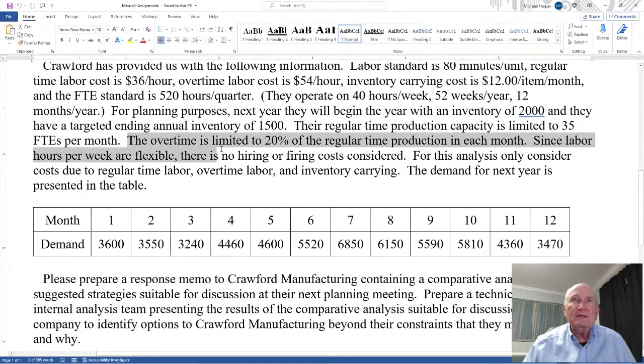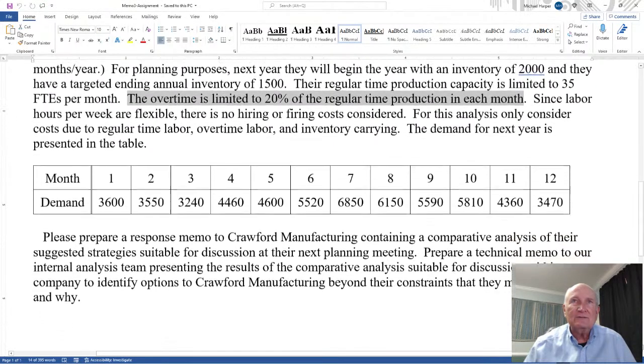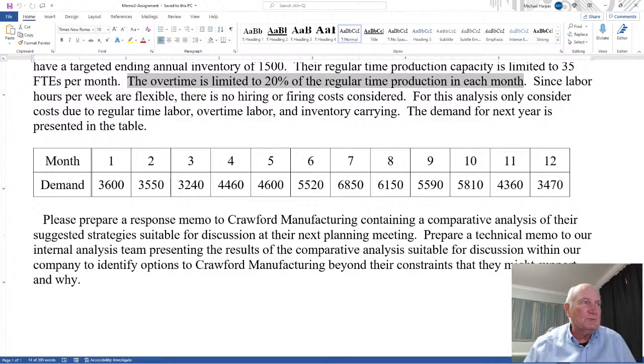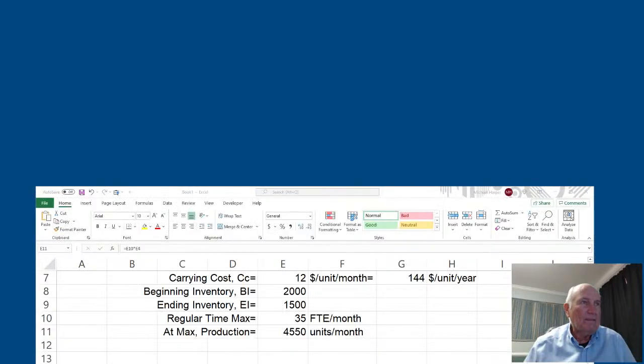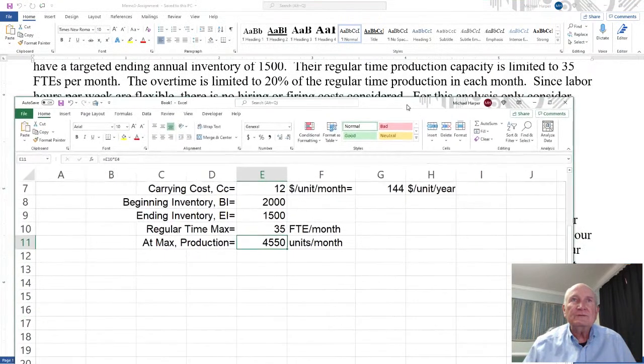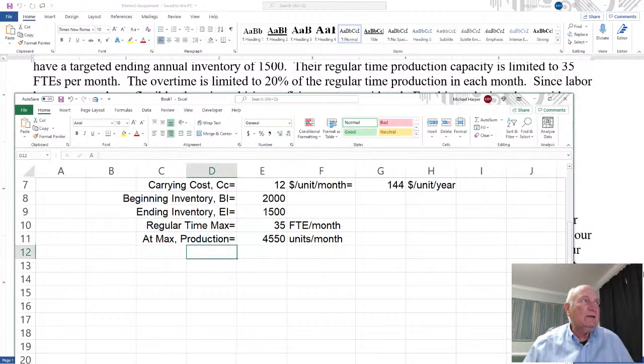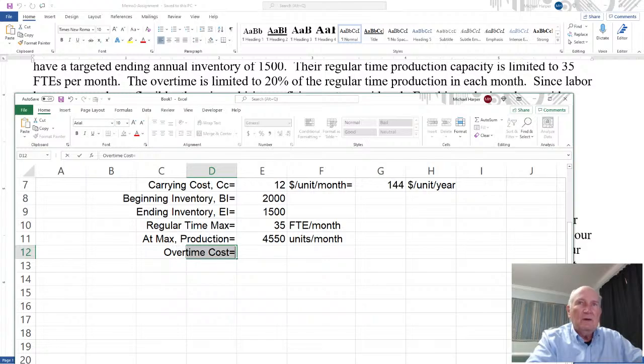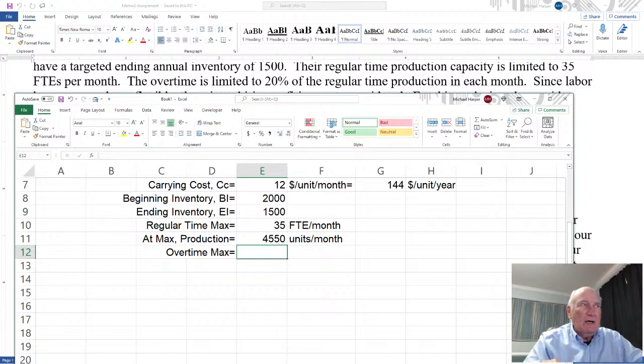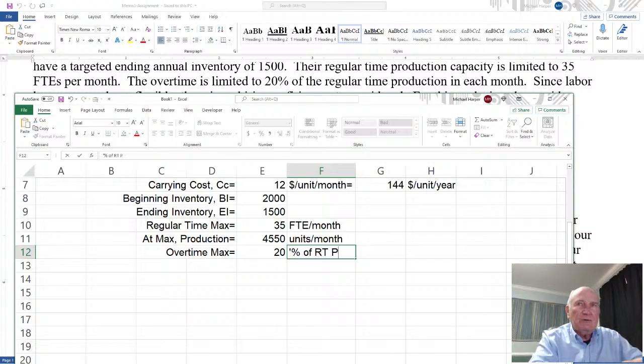The overtime is limited to 20% of regular time production in each month. Oh, okay, well, that's good. Let's bring our Excel back. Right here, we're going to have an overtime max, which will equal, I'm just going to put a 20 in here, and this is going to be percent of regular time production.